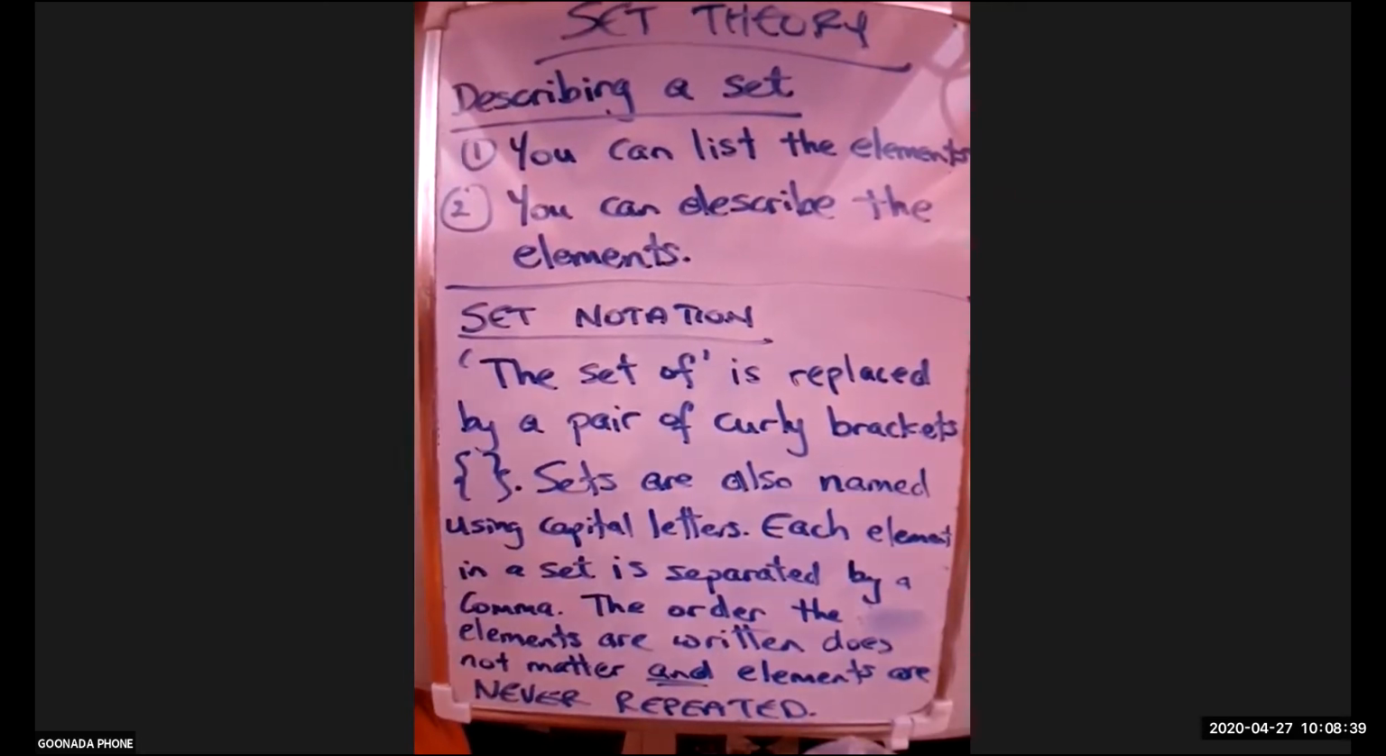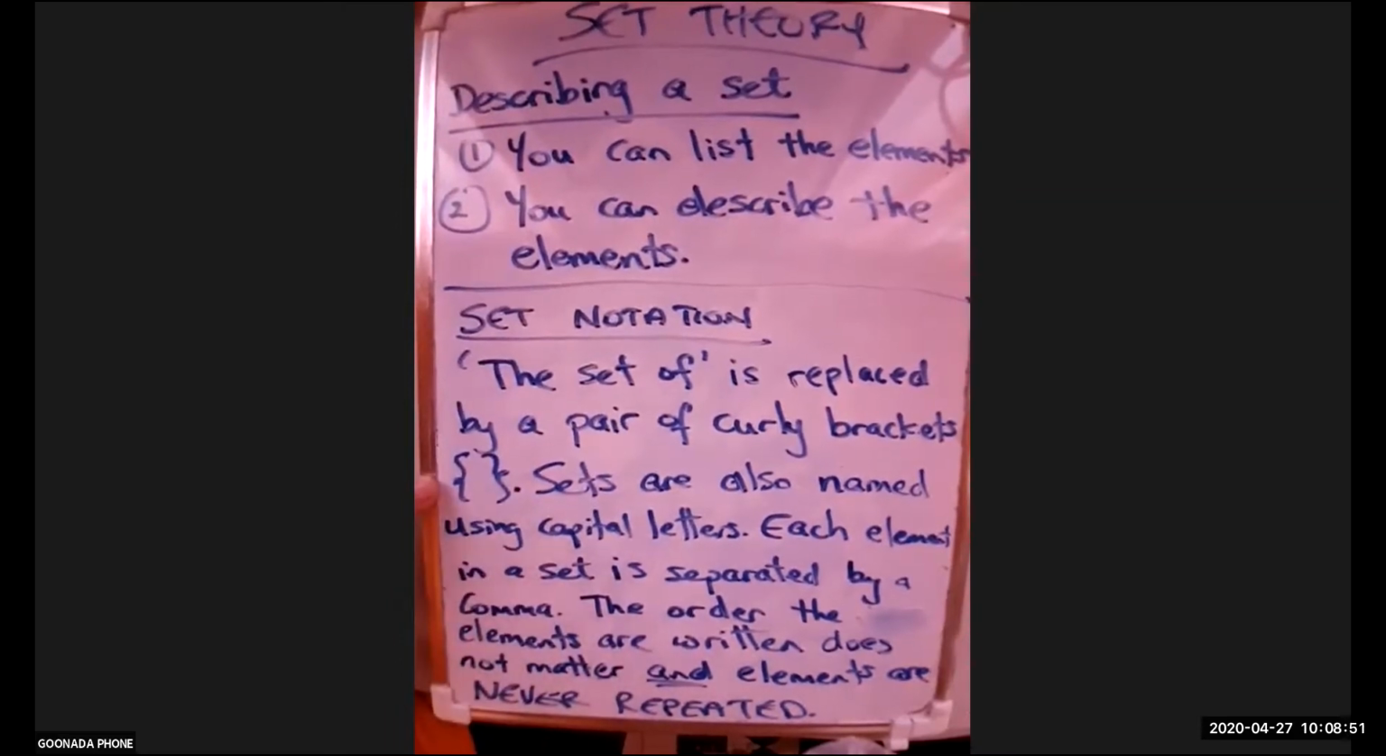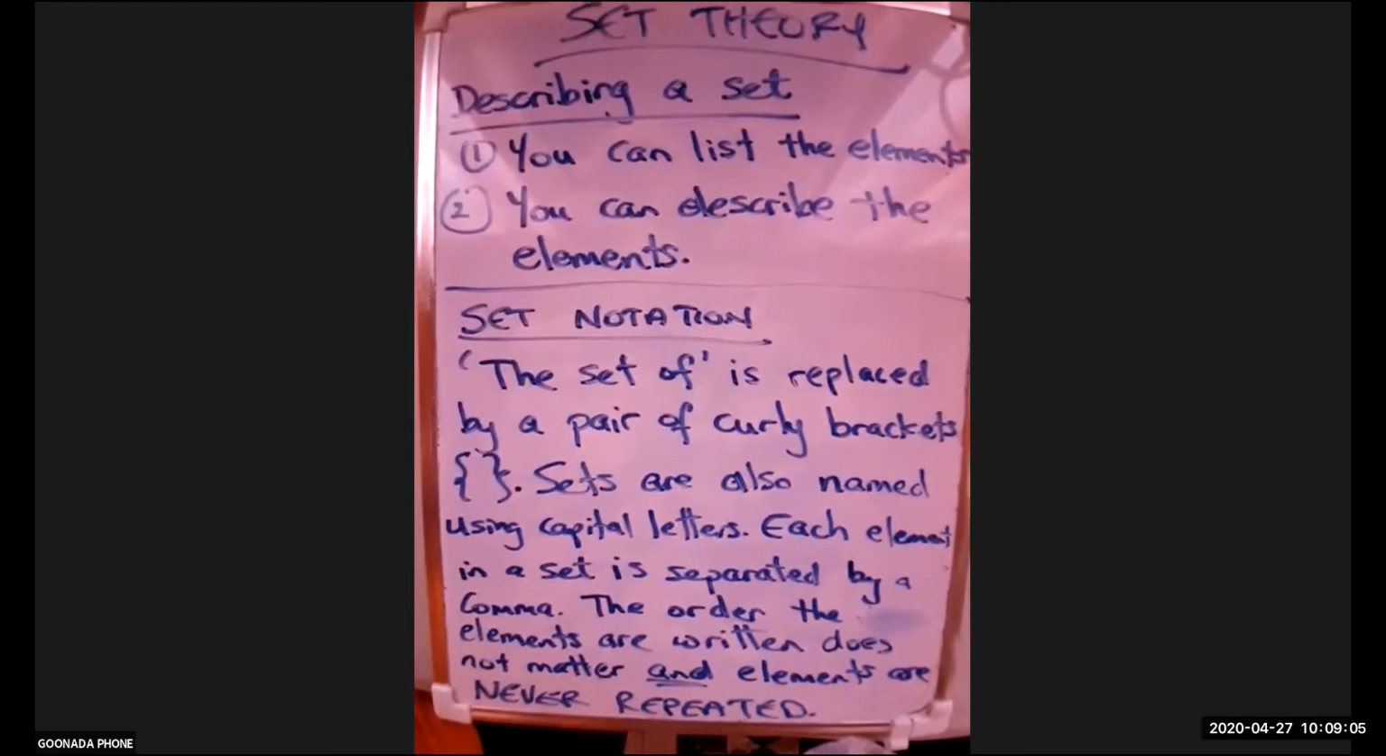Yeah. So set notation. Usually, when you see a set, you usually see the set of. Now the phrase the set of is replaced by a pair of curly brackets. So open brackets, the set of, and you put whatever is in the set, and you close the brackets. Now sets are named using capital letters. Each element in the set is separated by a comma, right? I will explain all of that just now to you all.